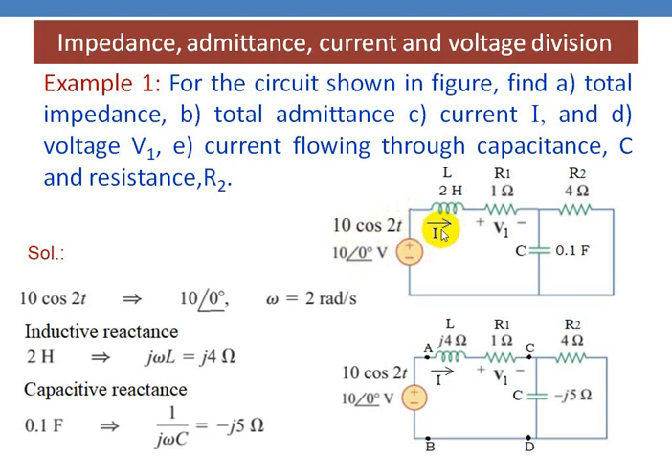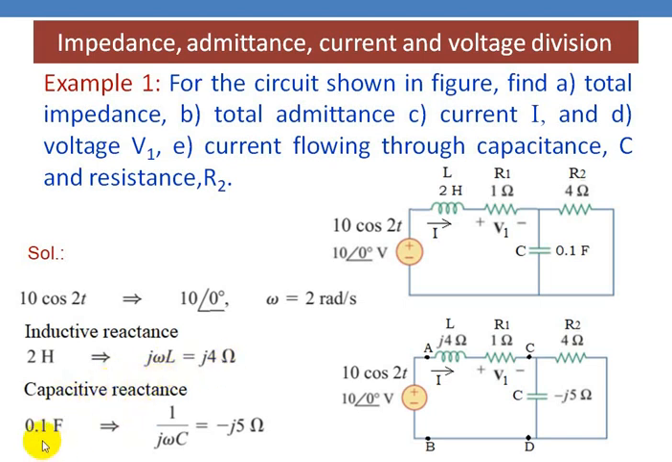The first step is, from the given voltage, we know the magnitude and phase angle of this voltage, and omega, which here is 2 radians per second. Then find out the inductive reactance. Only if the inductance and capacitance values are given, we have to find the reactance. So inductive reactance is j omega L. Omega is 2, and you get this value as j4 ohms.